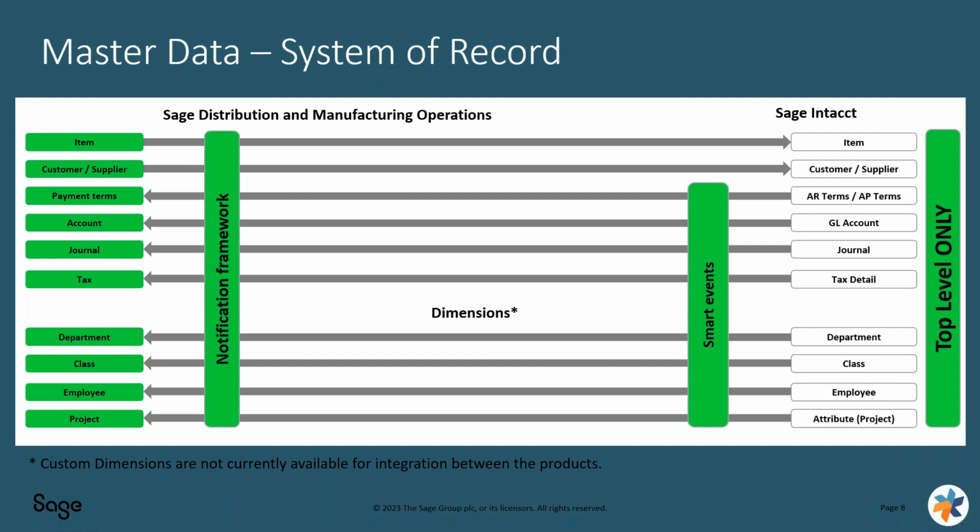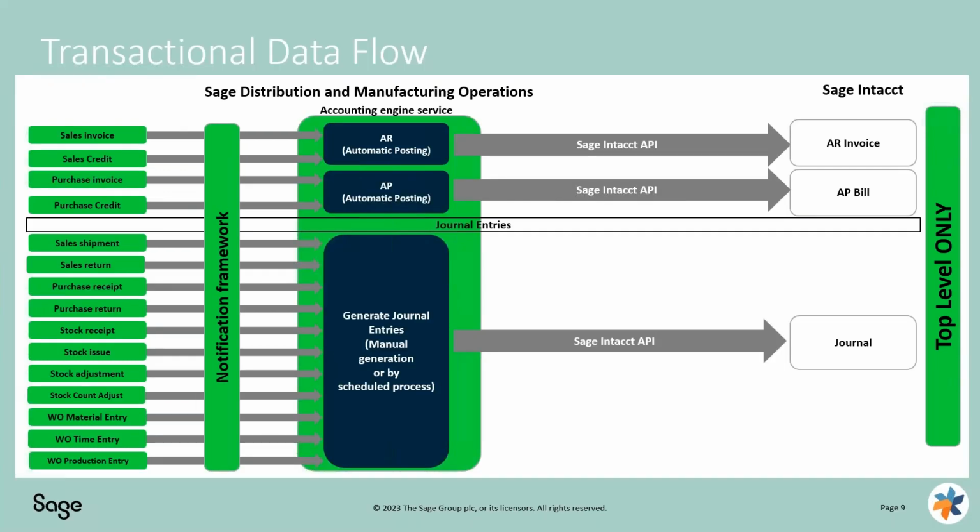Heather, if you can switch the slides, please. And then transactional data flow. So this is, as transactions occur in SDMO, how do they transfer over to Sage Intacct? And so this top half you'll see are invoices, credit memos, purchase invoices, purchase credits. Those will flow over to the AR and AP modules as invoices or bills. And so this allows the accounting team to do cash receipts or do bill pay. It all flows over to Intacct at that level.